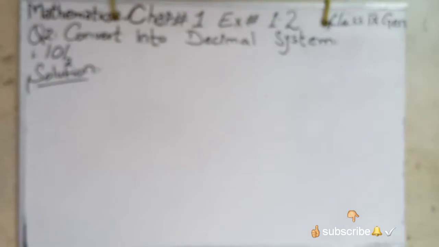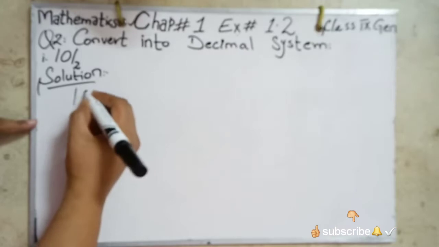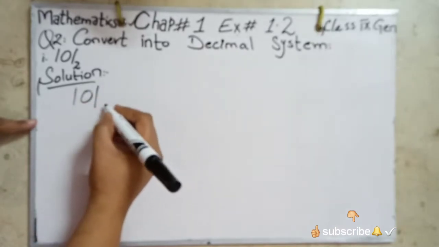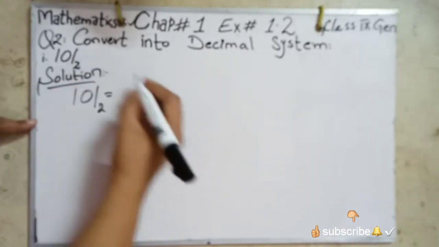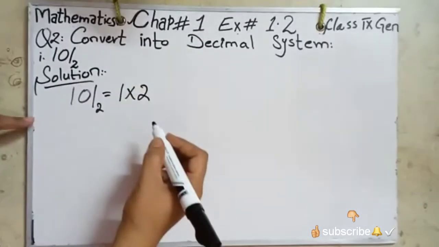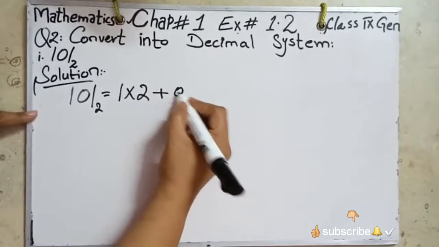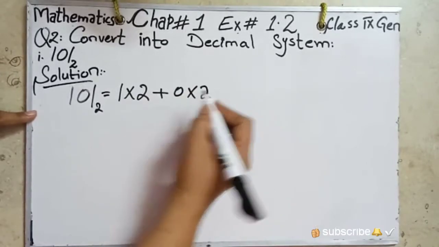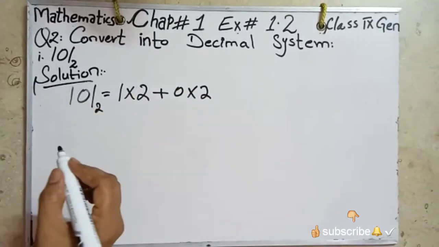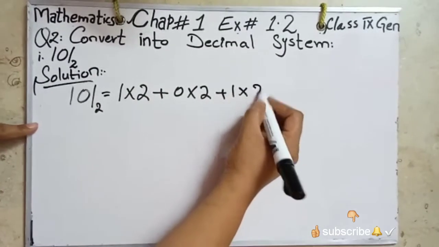Question number 2: convert into decimal system. Okay, the first part is 101 base 2. 101 base 2 is equal to 1 multiplied by 2. As you know that base 2 is given, so we use 2, plus 0 multiplied by 2. We write left to right side, plus 1 multiplied by 2.